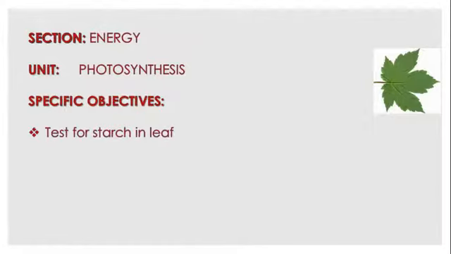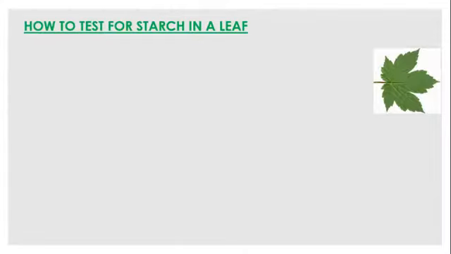By the end of the lesson, you should be able to understand an experiment to test for starch in a leaf. So we want to look at how to test for starch in a leaf.